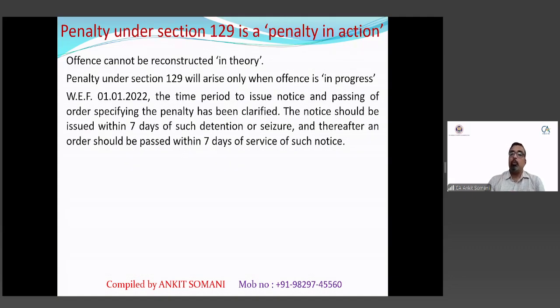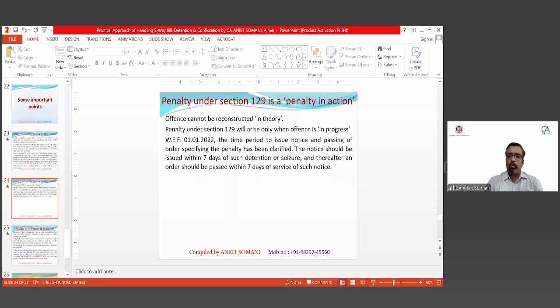The time period to issue notice and pass orders regarding the penalty has been clarified. The notice should be issued within 7 days of such detention or seizure, and thereafter an order should be passed within 7 days of the service of such notice. So we have already discussed all such provisions. Plus, there are some other important aspects also. Let's have a look at each of them. Let's have a look at some important case laws also, one by one.